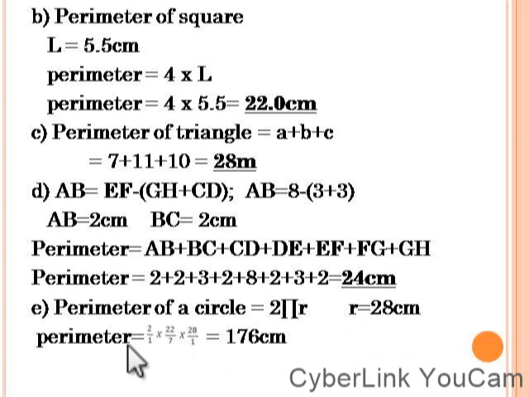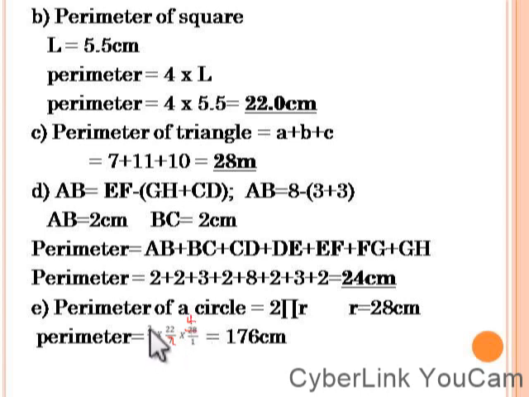Here is where we demonstrated it. So perimeter equals 2 over 1 times pi, which is 22 over 7, times radius, which is our 28, which is 28 over 1. So we can now cancel. Here 7 divided by itself will give us 1. Then 7 divided into 28 will give us 4, because 7 times 4 will give us what? 28.